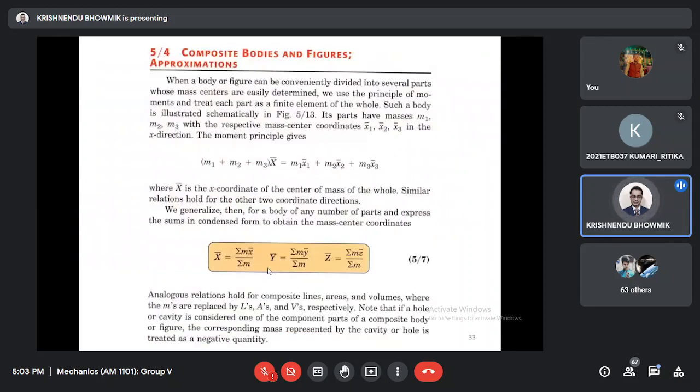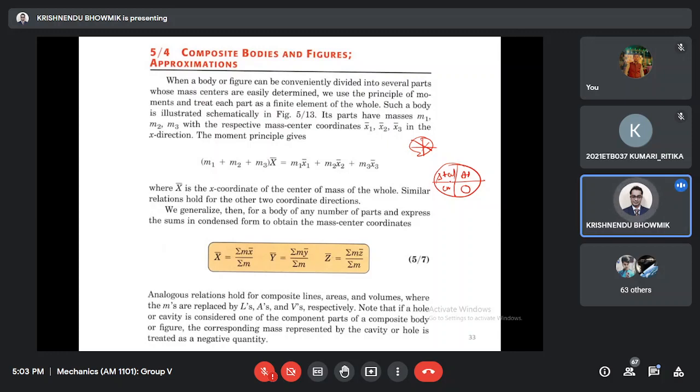Next, say I have composite bodies. I have different parts, and I can simplify this. Maybe this is one hole, this is aluminum, this is steel, and this is steel, aluminum, and this may be copper. Different material densities are different. If density is different, then mass will be different.